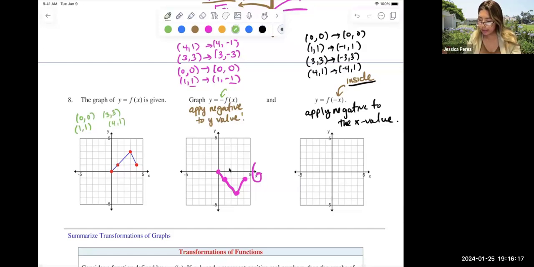So let me use a green. So 0, 0. We have negative 1, 1. We have negative 3, up 3, like so. And then we have, of course, the last one, now negative 4 and 1. So then my graph will look like this.